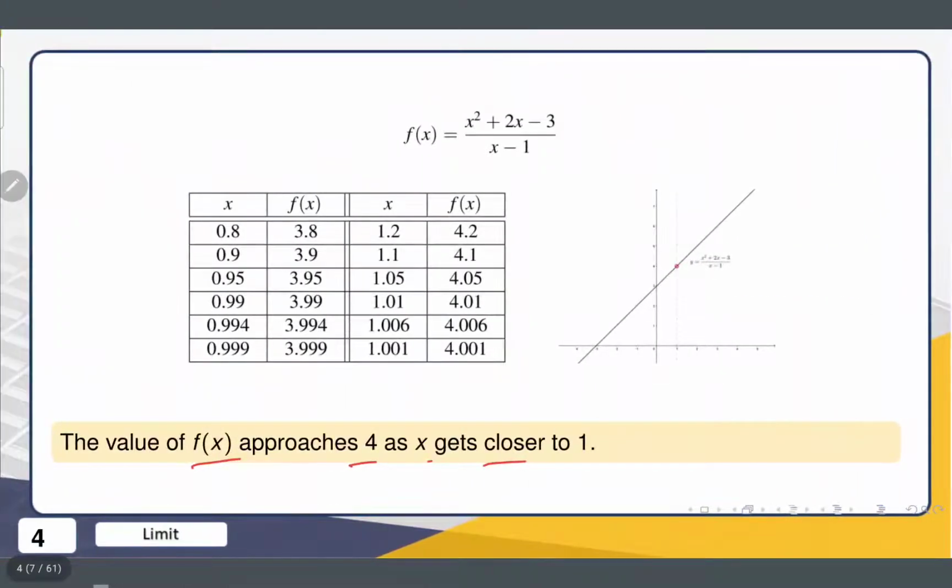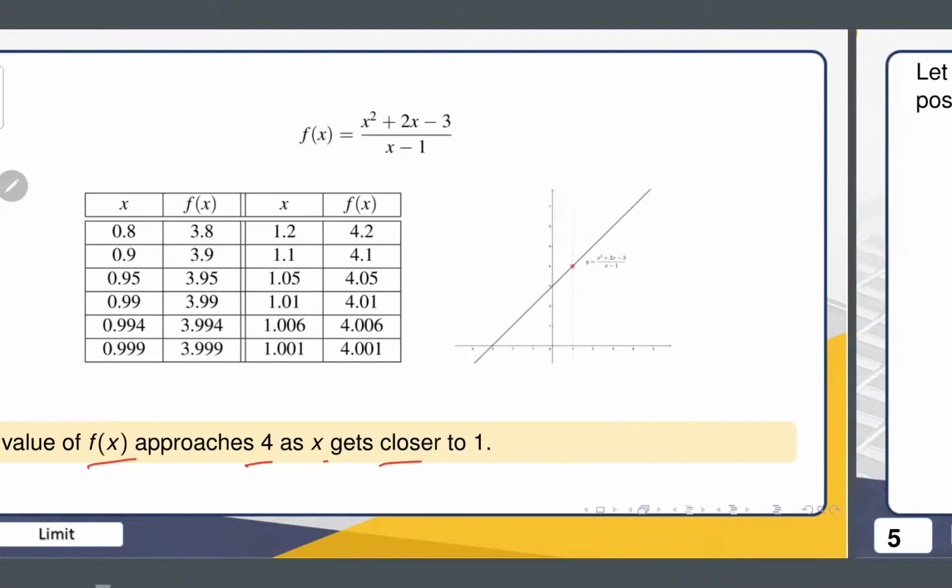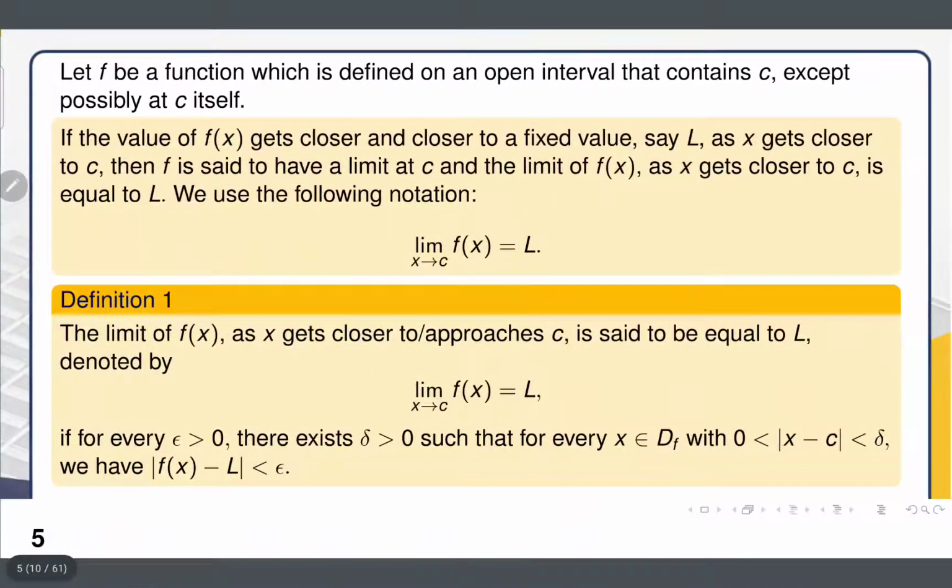So if we have something like this, please be aware that we are not substituting x = 1, so we don't plug x equal to 1 there, but we only want to see what the value of f(x) is when x gets closer to 1. So please be careful with that. So that's the concept of limit.